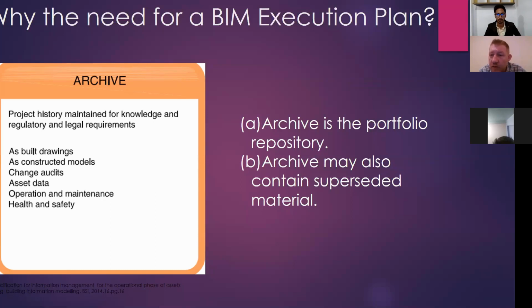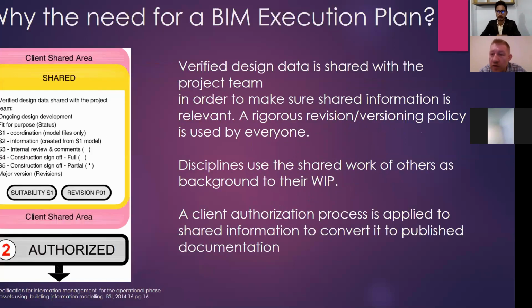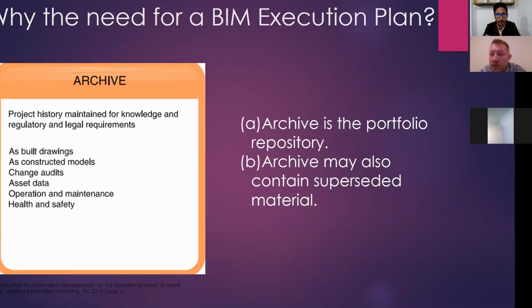Now, all of these steps that I'm talking about are part of your BIM execution plan. You have to identify in your BIM execution plan what will be work in progress, what will be considered shared, when it's authorized and how. Like, we have to identify this. And also what will be published documentation, when it is published documentation, how it is verified, and also when you archive it. And what is the information that you want to archive?